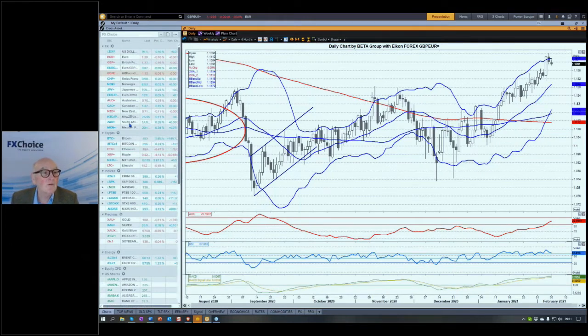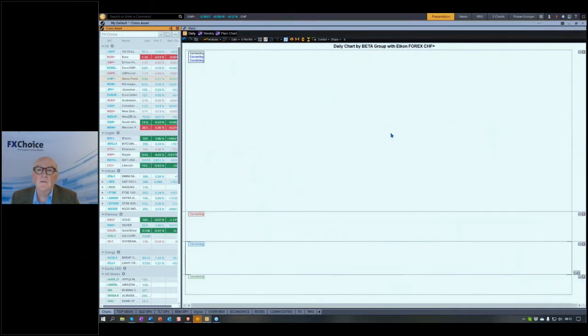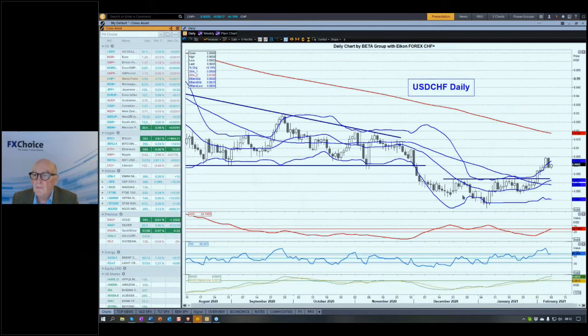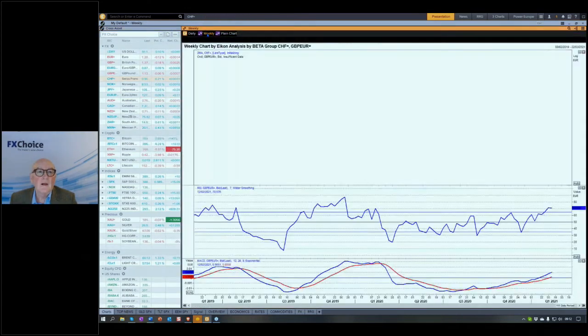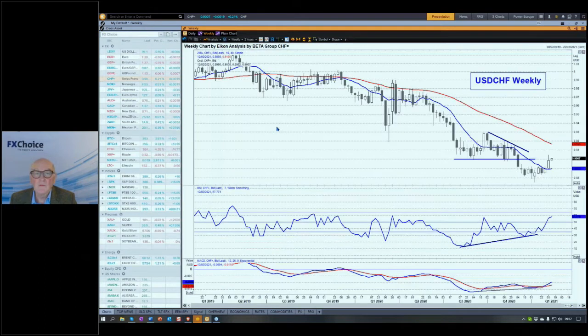Let's go now to the Swiss franc. This is dollar Swiss, of course. So here, this is the dollar rising. I know I keep repeating myself for those of you that are here week after week, but forgive me for that. Very important level here at 90.